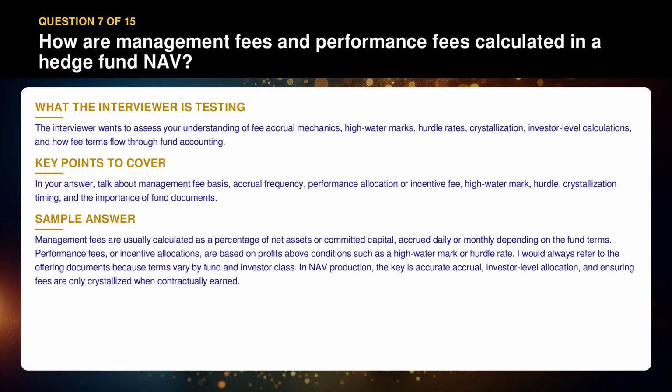Management fees are usually calculated as a percentage of net assets or committed capital, accrued daily or monthly, depending on the fund terms. Performance fees, or incentive allocations, are based on profits above conditions such as a high watermark or hurdle rate. I would always refer to the offering documents because terms vary by fund and investor class. In NAV production, the key is accurate accrual, investor-level allocation, and ensuring fees are only crystallized when contractually earned.